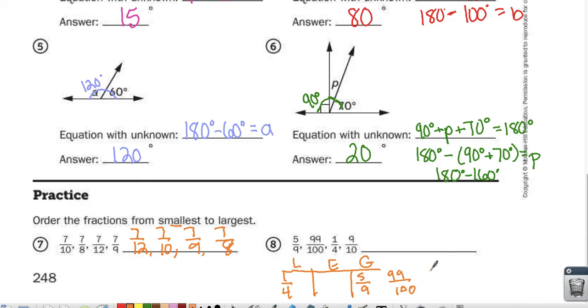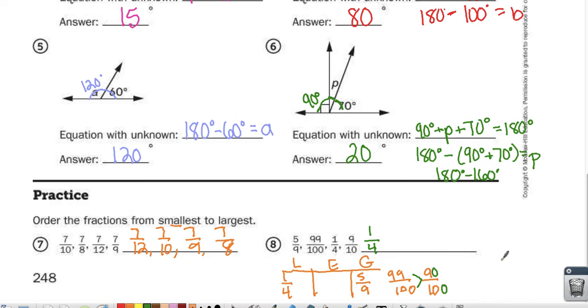And 9/10, that's also almost a whole. So I'll put that in my greater than. So that tells me my smallest fraction must be this 1/4. Now I have to figure out 5/9, 99 hundredths, or 9/10. Well, I know I can add zeros here to get 90 hundredths, so I definitely know that 99 hundredths is bigger than 9/10. Okay? But now I have to figure out which is larger between 5/9 and 99 hundredths and 5/9 and 9/10.